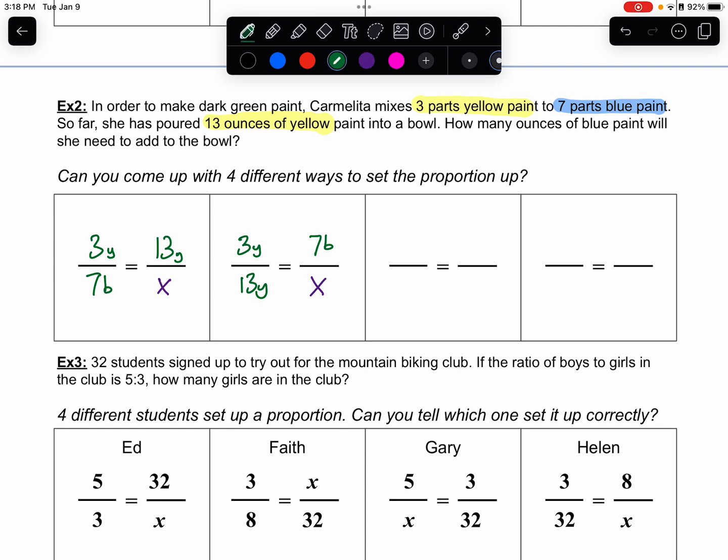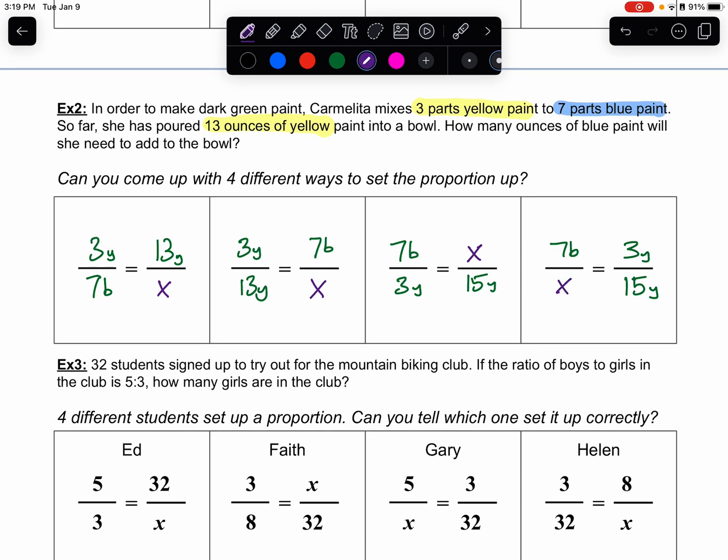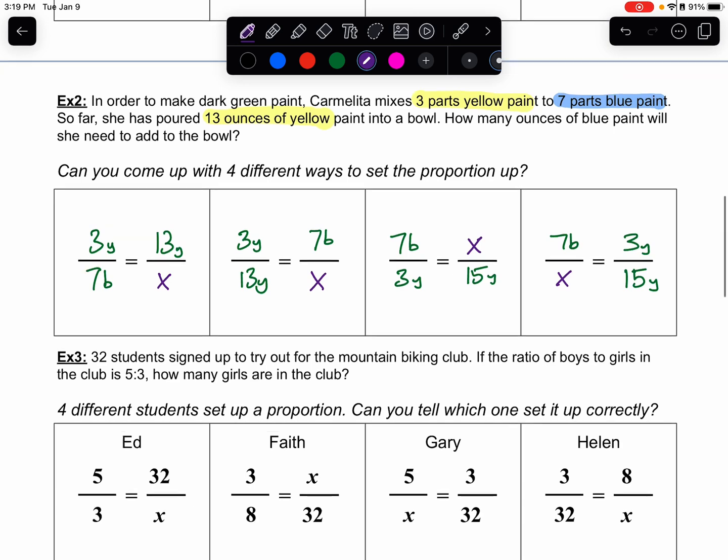I can also do, instead of yellow to blue, blue to yellow. So I can say Carmelita uses 7 blue for every 3 yellows. So 13 yellows, that goes down here. 13 yellows for how many blues? Or I can do it again, 7 blues to 3 yellows. So if I'm going to use 13 yellows, that would go over here. How many blues? That goes right over there. And if I solve this proportion, I will get any of these proportions. I should get the same answer for x.